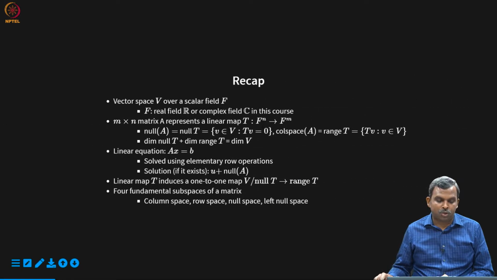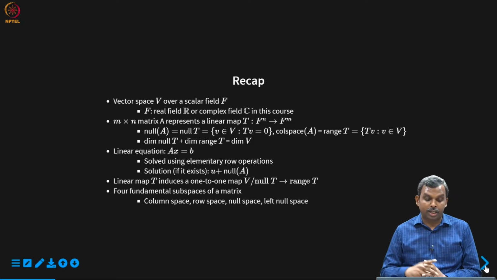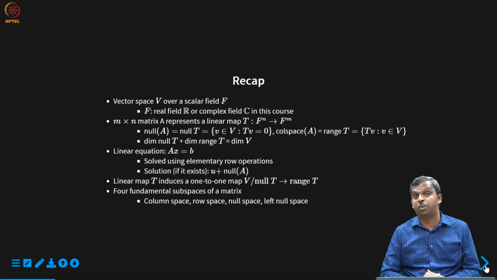So quick recap, as usual, we are looking at vector spaces. In the last few lectures, we looked at linear equations, how to solve them, and how there is this quotient with the null space, which is very interesting to understand a linear map. And then we saw these four fundamental subspaces of a matrix, right? So column space, row space, null space, left null space. We looked at connections between all these spaces. And we saw that column space and row space have the same dimension for a matrix. That was some sort of a special property.